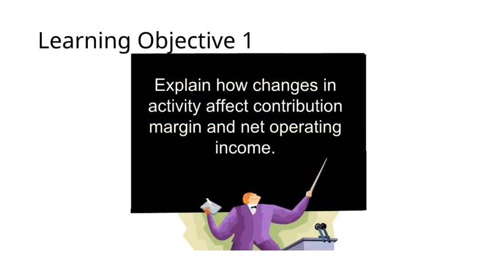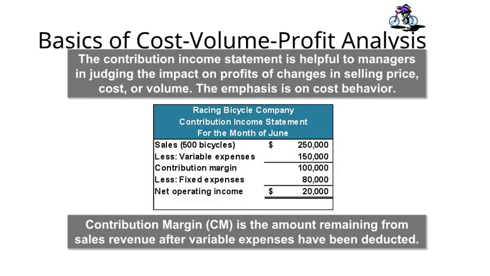Learning objective number 1 is to explain how changes in activity affect contribution margin and net operating income. The contribution income statement is helpful to managers in judging the impact on profits of changes in selling price, cost, or volume. For example, let's look at a hypothetical contribution income statement for Racing Bicycle Company, RBC.